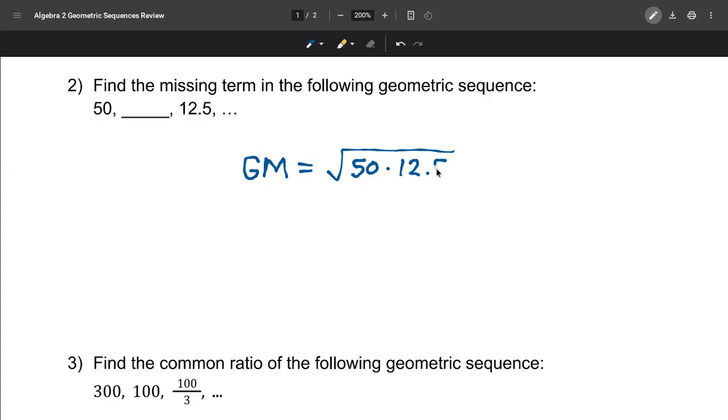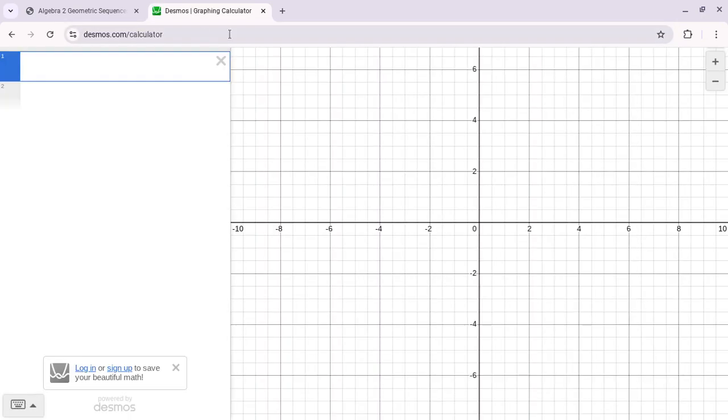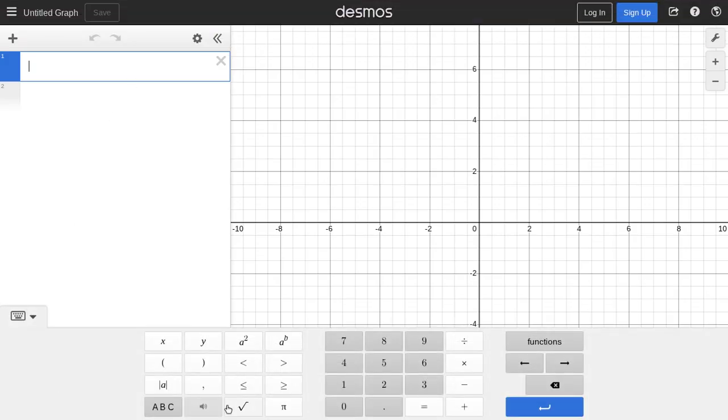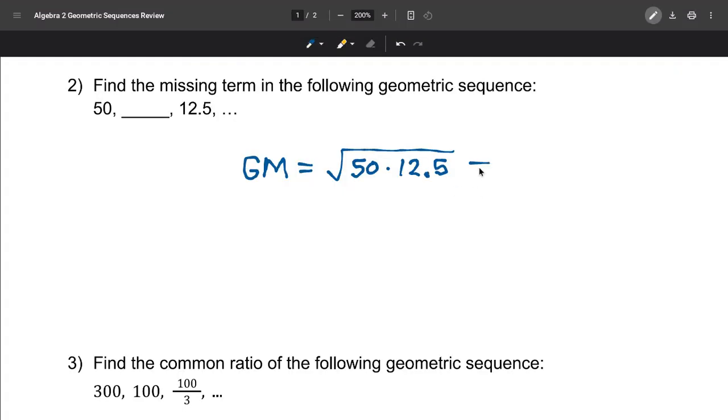We'll do the square root of that. And we can put that into Desmos. So let's open up a tab, go to Desmos, and we'll do the square root. Put in here, square root of 50 times 12.5, and that gives us 25. So the missing term could be 25, or if the common ratio is negative, it could also be negative 25. So either of those two values will work.